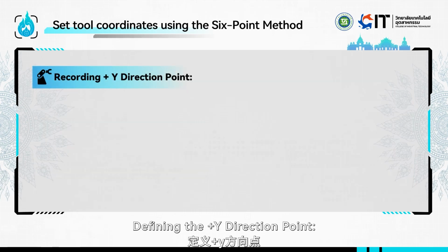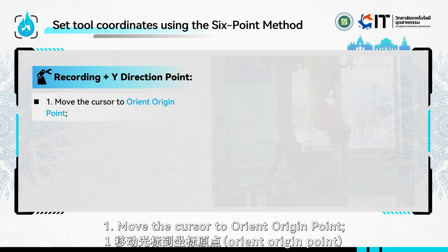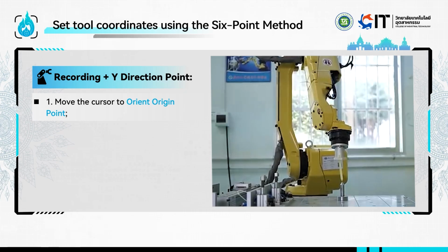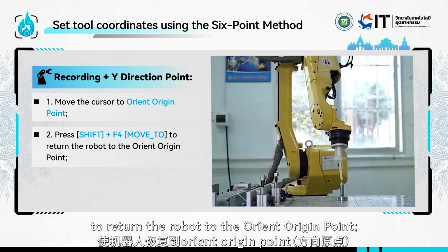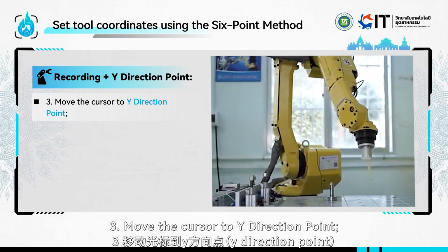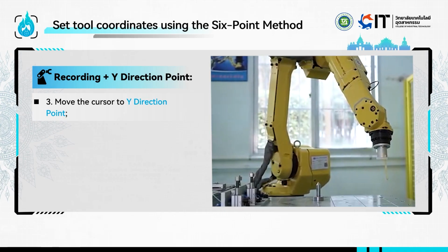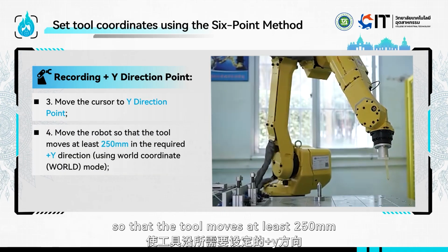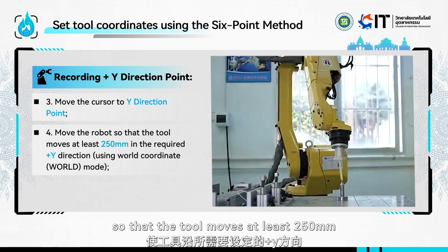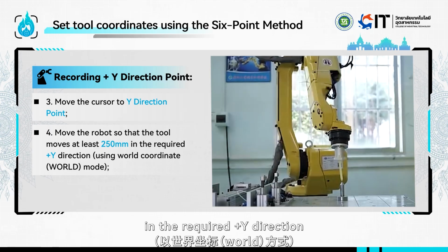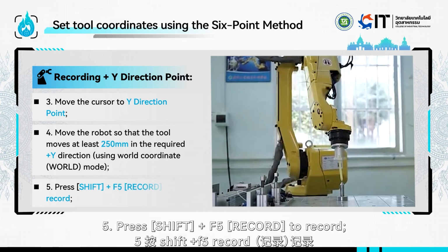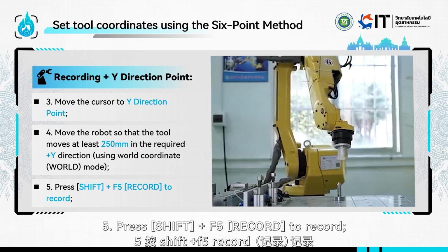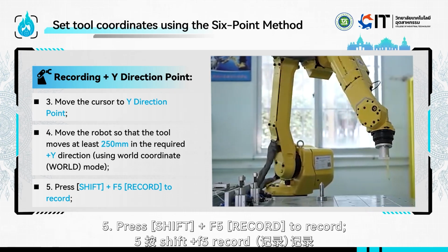Defining the plus Y direction point. 1. Move the cursor to orient origin point. 2. Press Shift plus F4, move 2, to return the robot to the orient origin point. 3. Move the cursor to Y direction point. 4. Move the robot so that the tool moves at least 250 millimeters in the required plus Y direction using world coordinate, world, mode. 5. Press Shift plus F5, Record, to record.